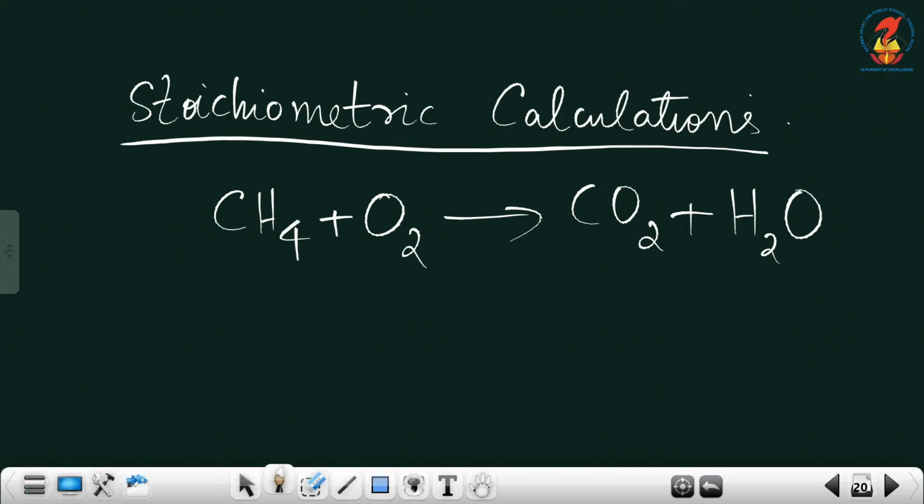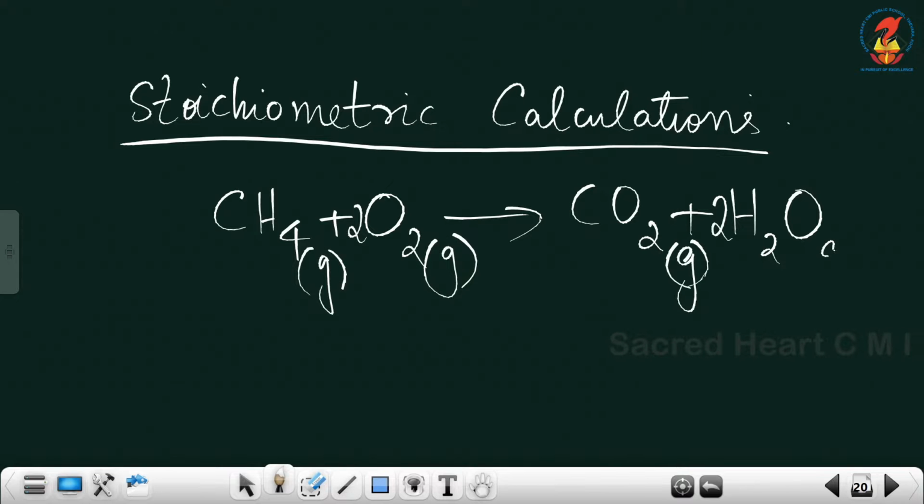And when you balance the equation, we get methane plus 2O2 gives CO2 plus 2H2O. And all the reactants as well as the products are in gaseous state.